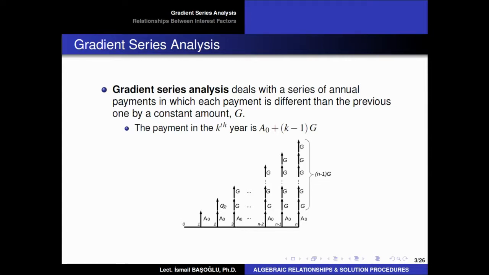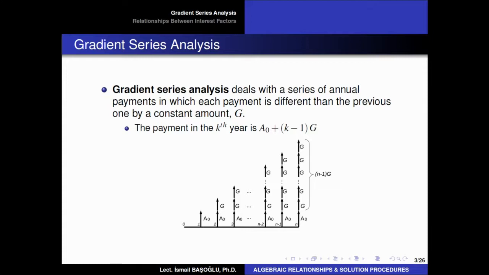So if it goes like that, at the end of any kth year, the payment size will become A0 plus (k minus 1)G. And finally, at the end of the nth year, the payment size is going to be A0 plus (n minus 1)G. So what we call such a cash flow structure is a gradient series, gradient cash flow series. And A0 is called the base amount, and G is called the gradient amount, okay?